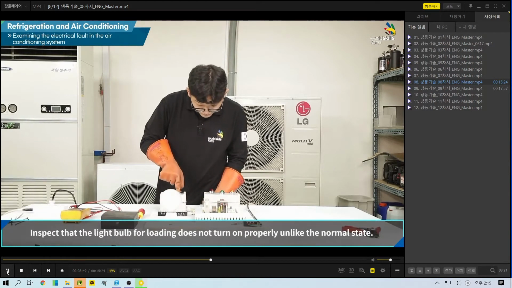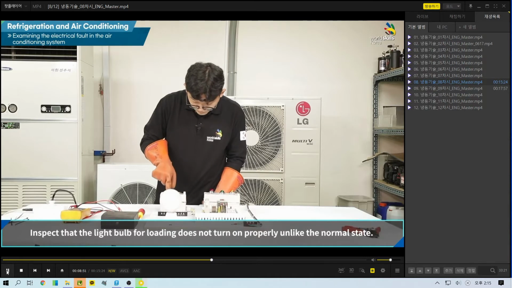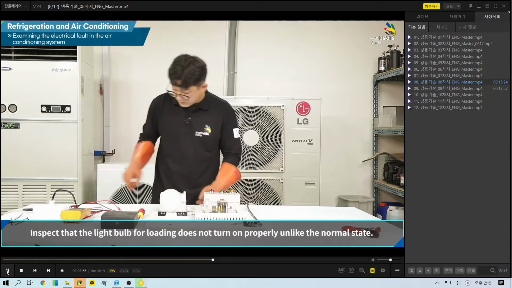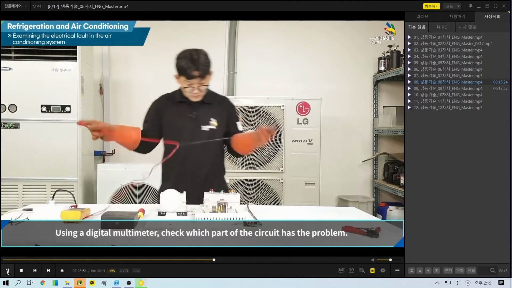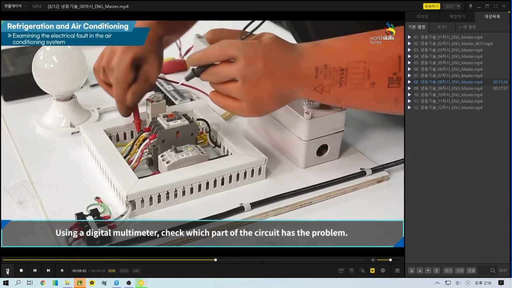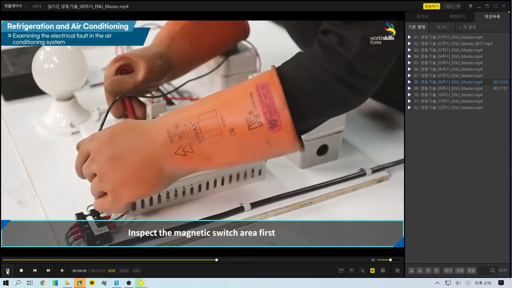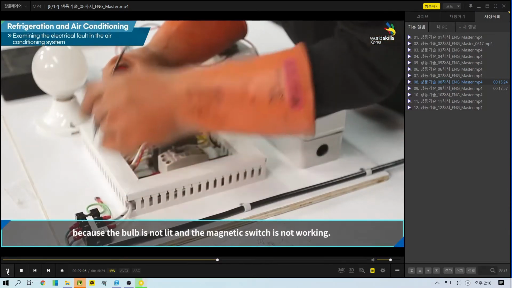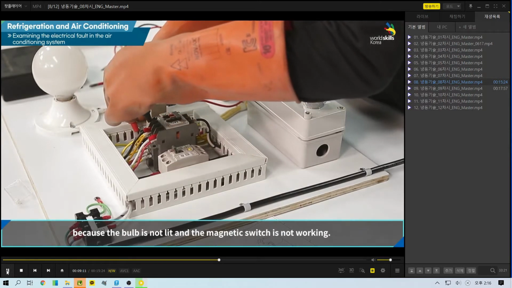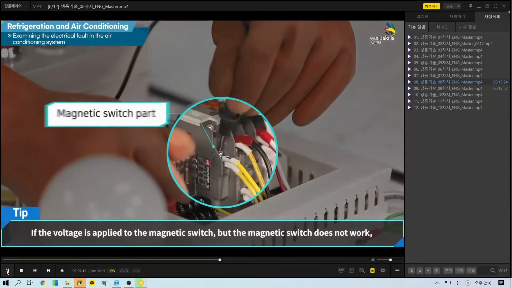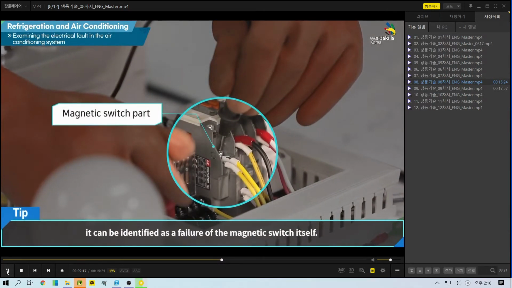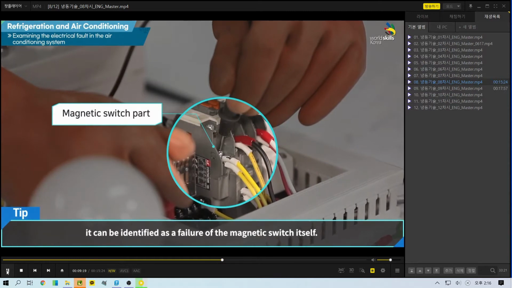Inspect that the light bulb for loading does not turn on properly, unlike the normal state. Using a digital multimeter, check which part of the circuit has the problem. Inspect the magnetic switch area first because the bulb is not lit and the magnetic switch is not working. If the voltage is applied to the magnetic switch, but the magnetic switch does not work, it can be identified as a failure of the magnetic switch itself.